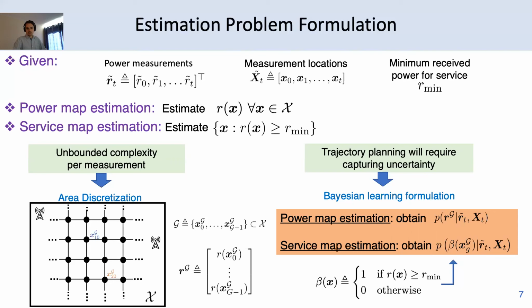In this work, the map estimate will be obtained as the mean of this posterior distribution, right? And the uncertainty will be obtained from the variance of these posteriors here.